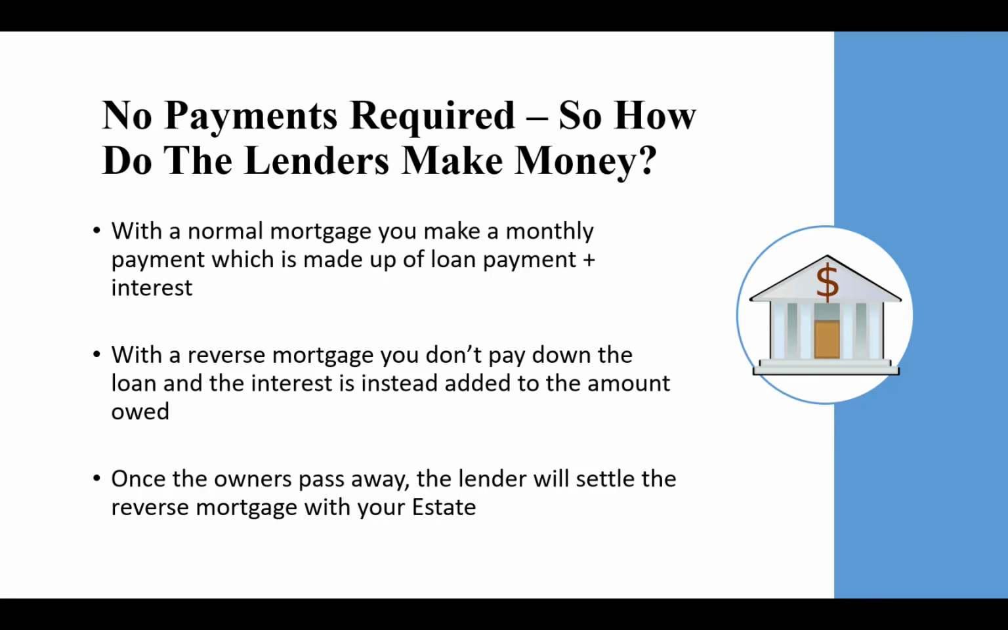Well, with a normal mortgage, you make a monthly payment, and that is made up partly of a loan payment, paying down the amount that you owe, and you're paying interest to the lender. With a reverse mortgage, you don't pay down the loan, the amount that you borrow, and the interest is instead added to the amount owed, which then begins to grow over time. And I'll give you numbers and examples in the case study.